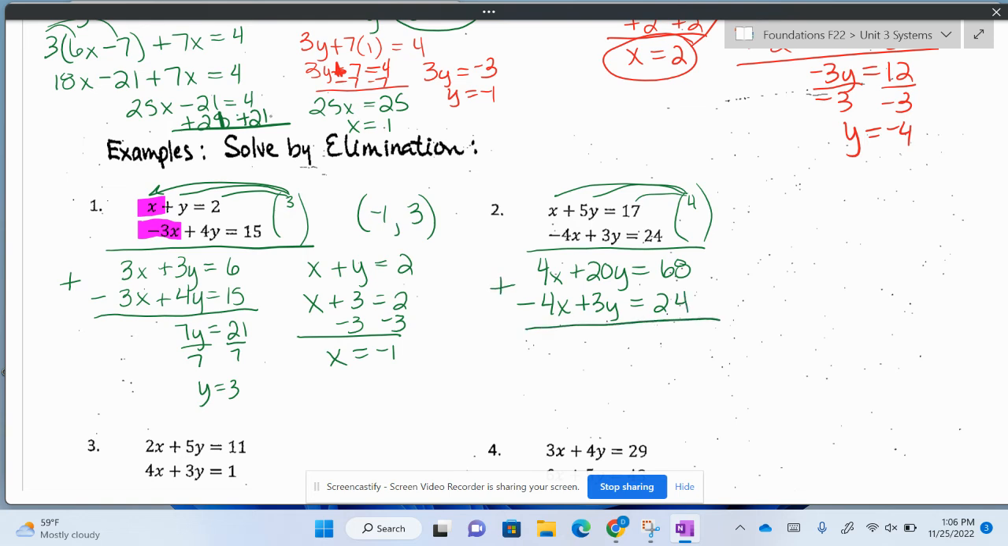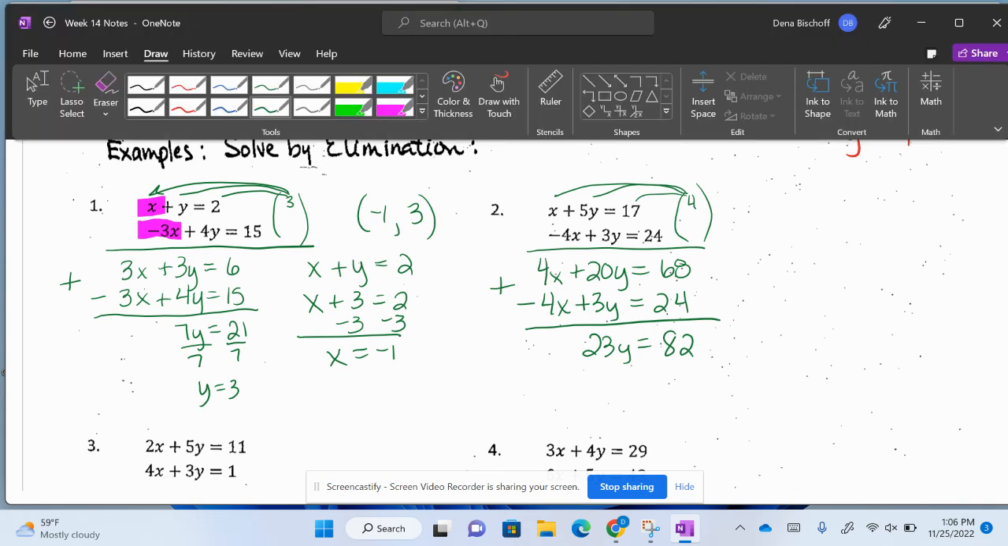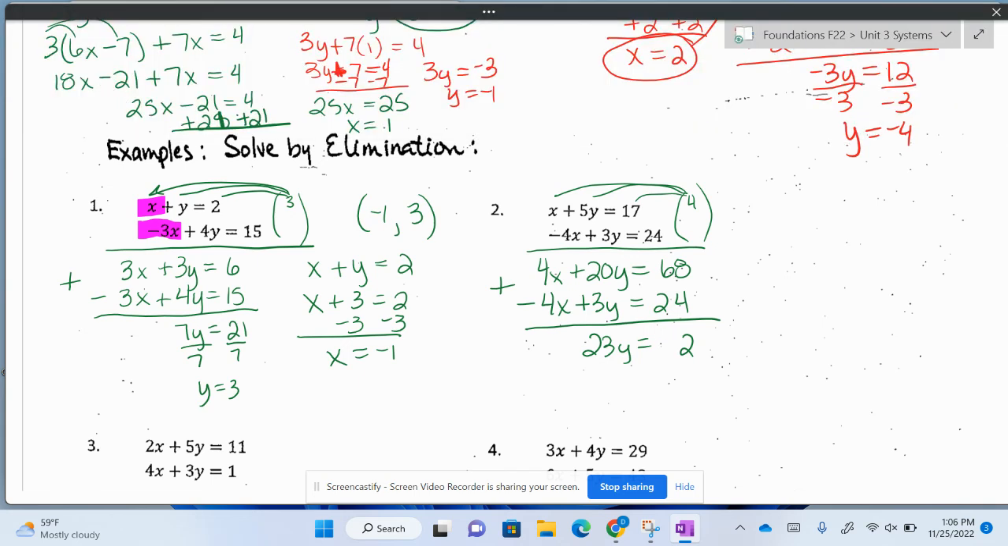Positive 4x and a negative 4x become 0x, so that cancels out. 20y plus 3y is 23y. And 68 plus 24 is 92. Sorry, that's 92. Okay. So I'm going to divide both sides by 23, and I find out that y equals 4. So I don't know what x is, but I know that y is 4.